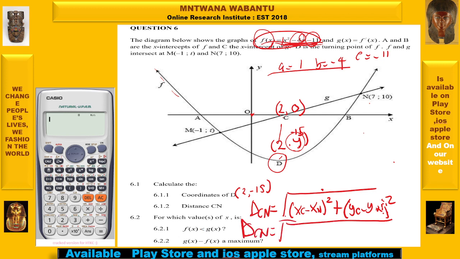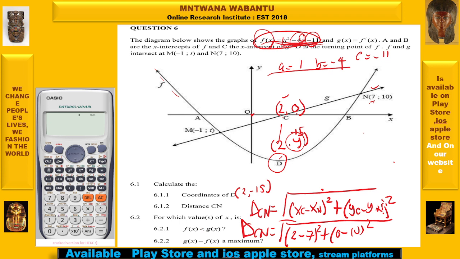So we have all this formula. We have x at C. What is x at C? 2. What is x at N? 7. And then you substitute all of them. Now we say x at C equals 2. What is x at N? x at N equals 7. Bracket, square. Okay. What is y at C? y at C equals 0 minus y at N. What is y at N equal to?